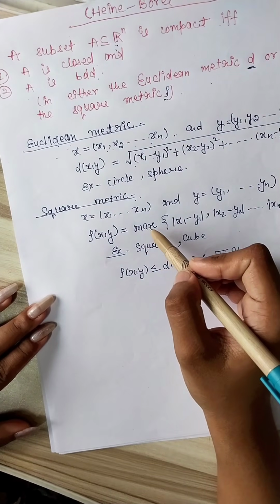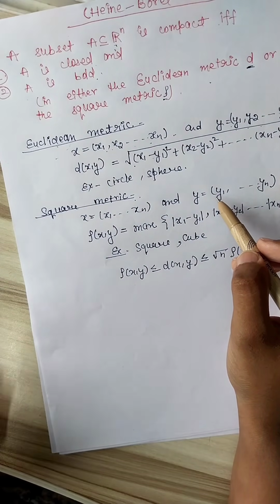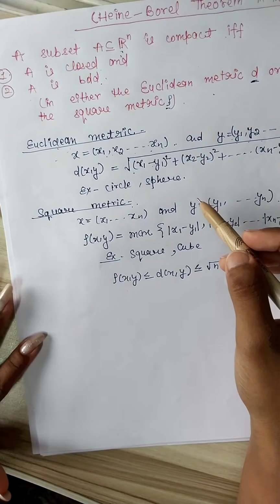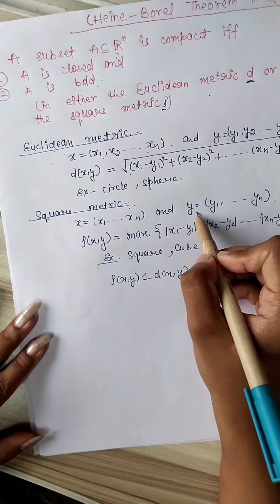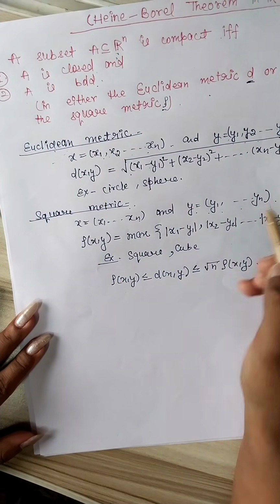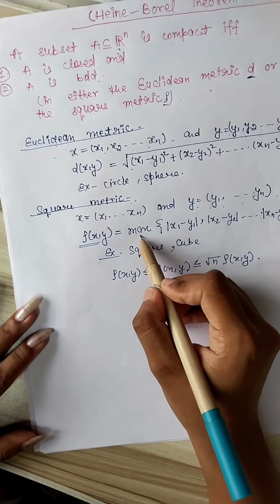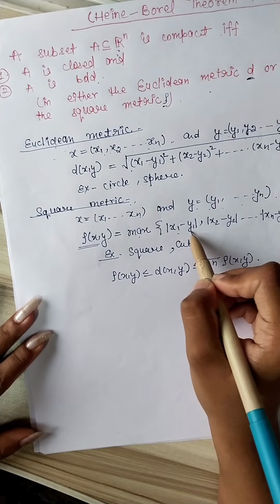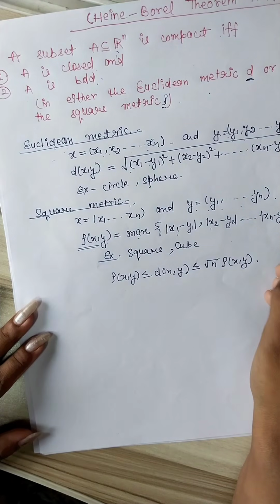In a square metric, x = (x1, ..., xn). There are 2 points x and y. The square metric measures distance using the largest coordinate difference. What is the largest coordinate difference? For 2 points x = (x1, x2, ..., xn) and y = (y1, y2, ..., yn), the square metric is denoted as rho(x,y), which is the largest coordinate difference between the 2 points: the maximum of |x1 minus y1|, |x2 minus y2|, up to |xn minus yn|.